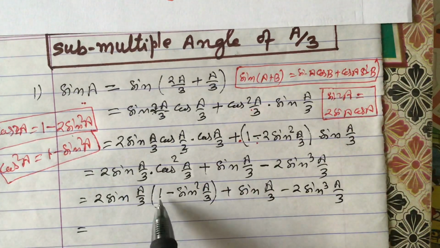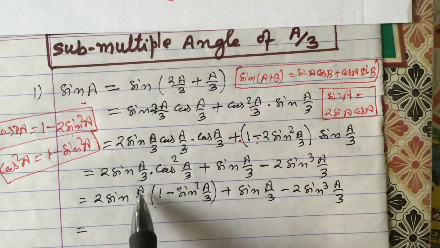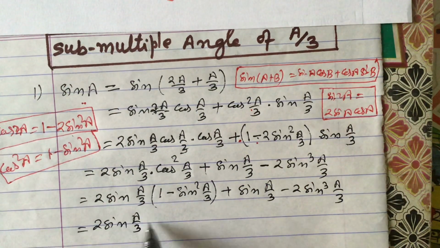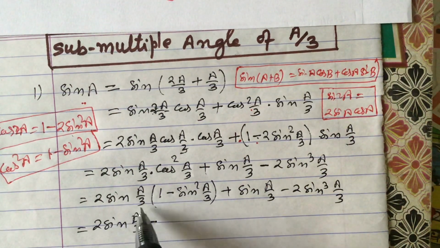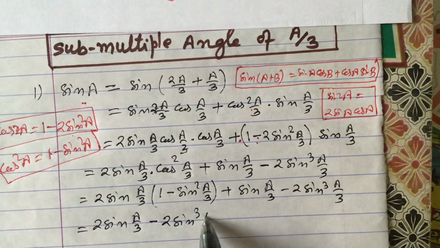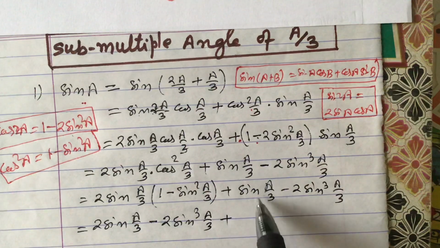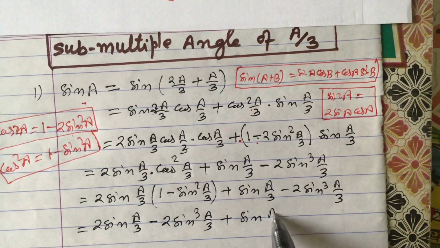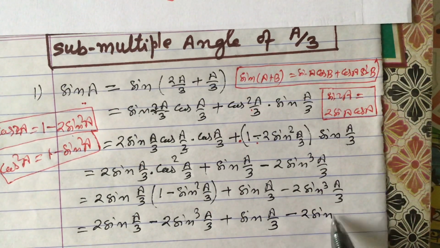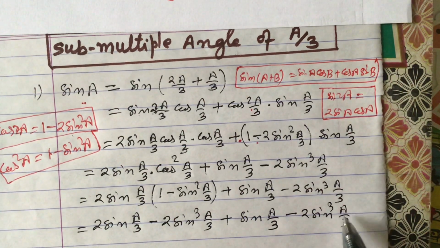Now let us open this bracket, just multiplying by 2 sine A by 3. So 2 sine A by 3 times 1 will be 2 sine A by 3, minus 2 sine A by 3 times this one, see, so 2 sine cube A by 3, plus this sine A by 3 as it is, and then minus this 2 sine cube A by 3 as it is.